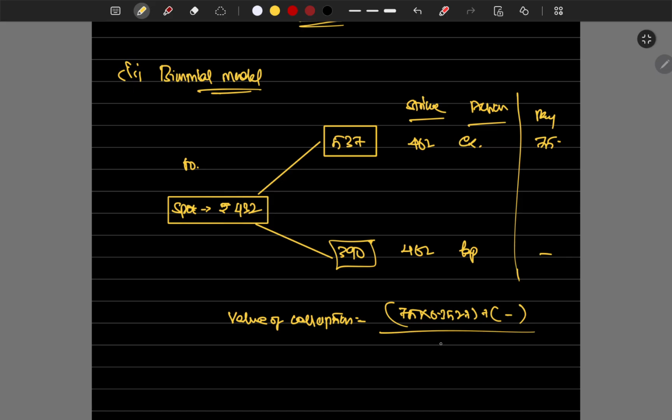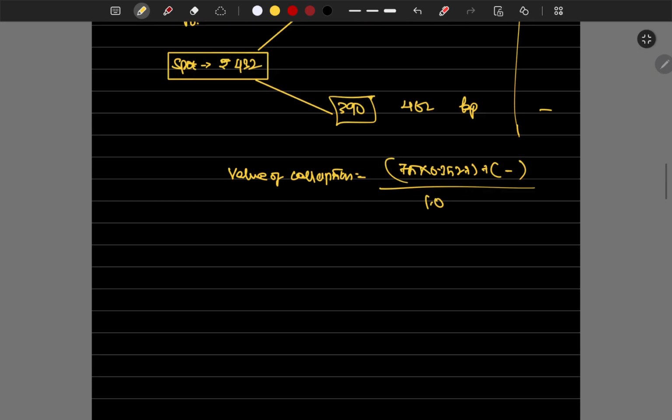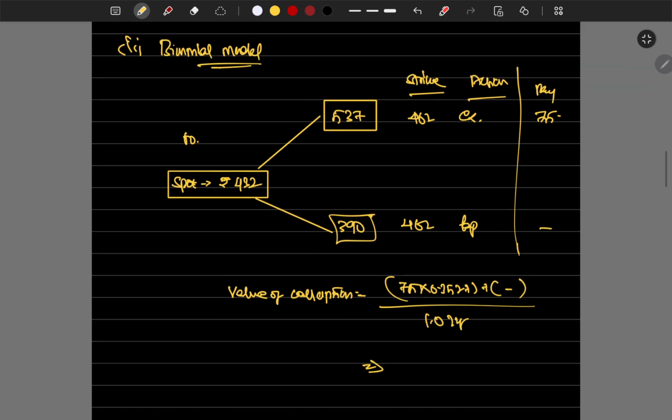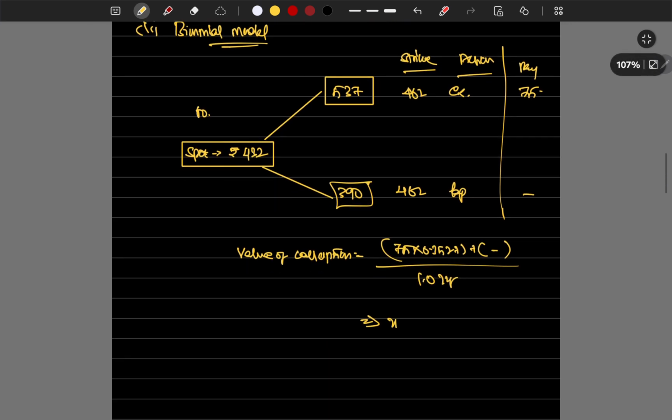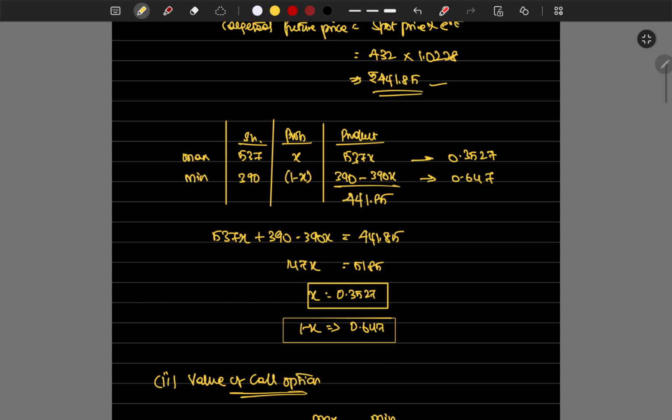Divided by the discounting factor, which is 1.0228. We'll be getting the same value. That's it. This problem is over. We'll go to the next problem now.